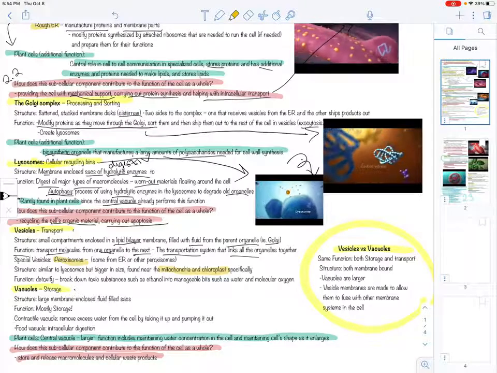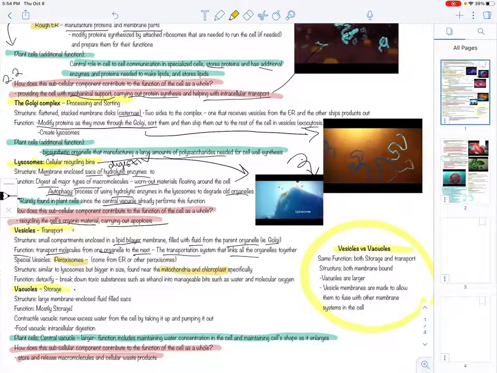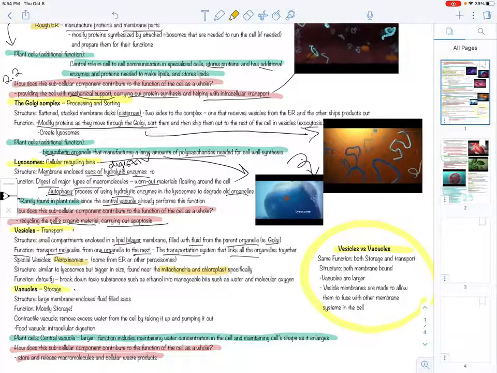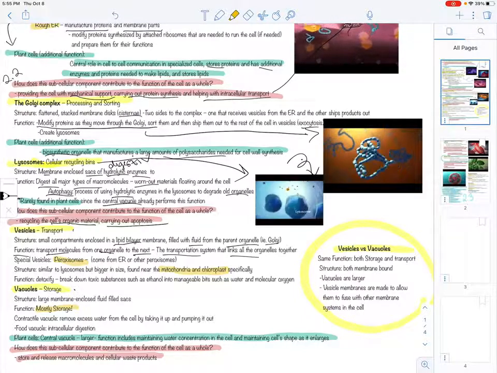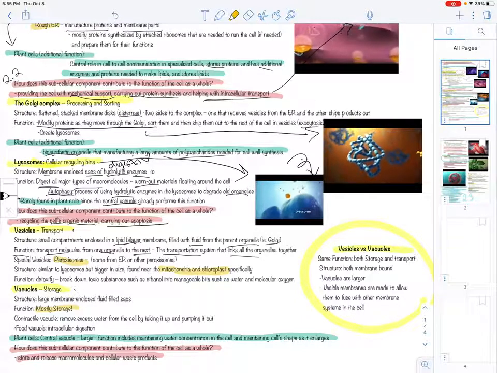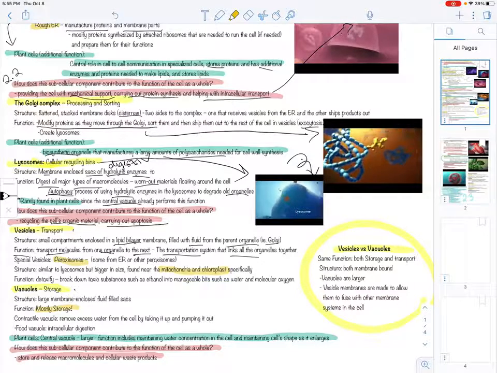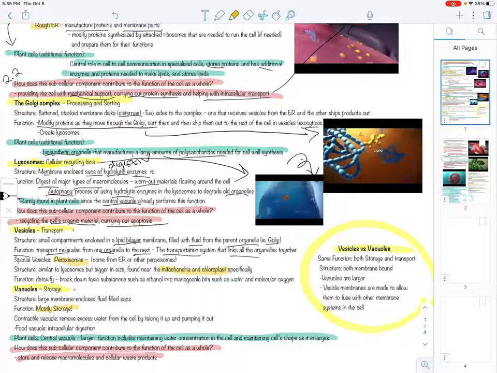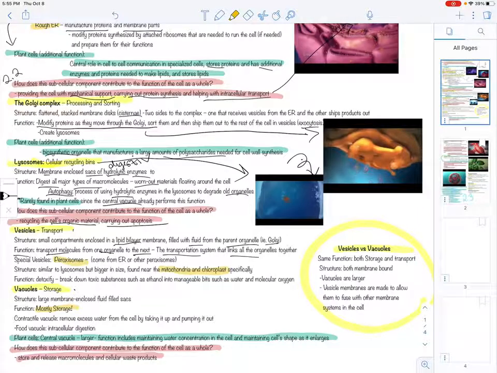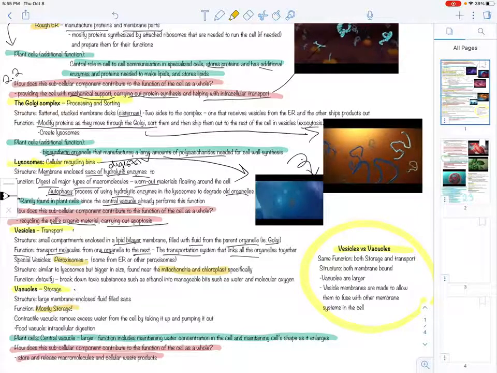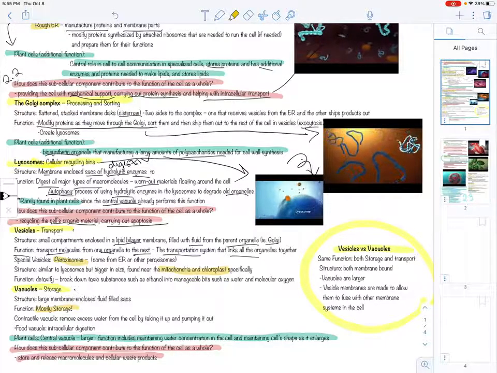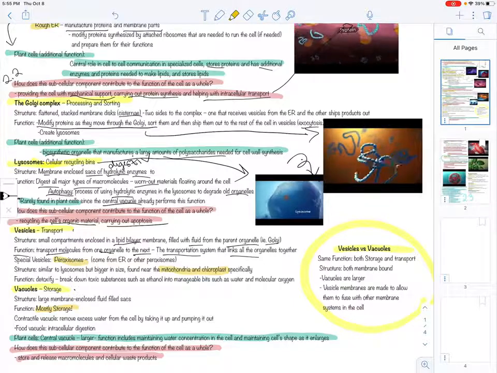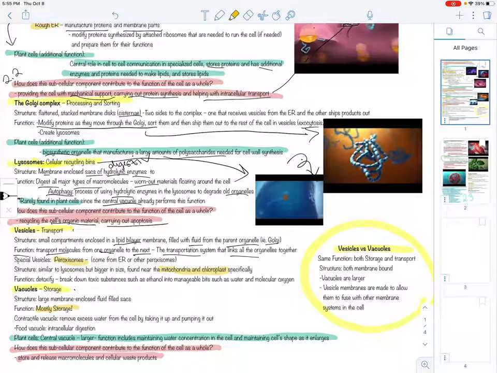Vacuoles, these are your storage. Their structure is large membrane enclosed fluid-filled sacs. Function is mostly storage. Now, we can have different types of them. We can have contractile vacuoles. We can have food vacuoles. Now, in plant cells, your central vacuoles are larger, and their function includes maintaining water concentration and maintaining the cell's shape as it enlarges. Your vacuoles are important and their important function towards contributing to the cell as a whole is to store and release macromolecules and cellular waste products.